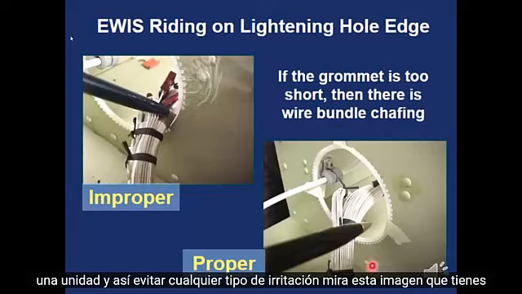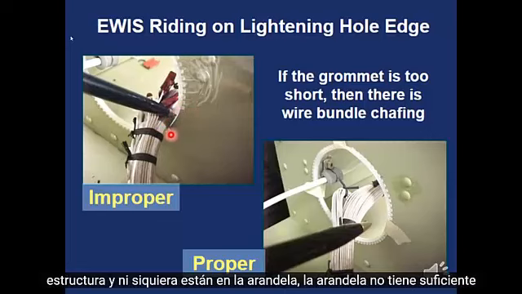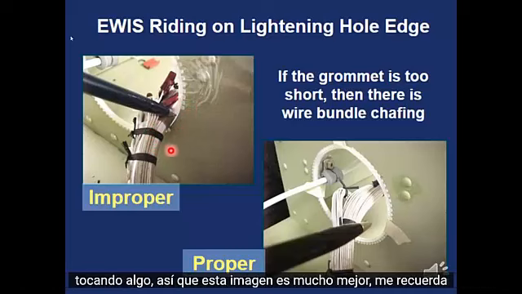Look at this picture. You have the wires routed through a lightning hole, and they're sitting here on the structure, and they're not even on the grommet. The grommet doesn't have enough space around it to cover the entire hole. So you've got to make sure that first of all your grommets are the proper size and that the wires are not touching anything. So this picture is much better.